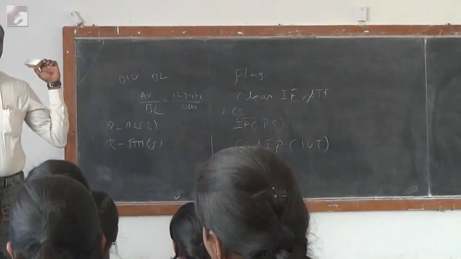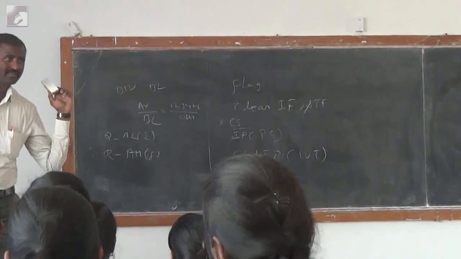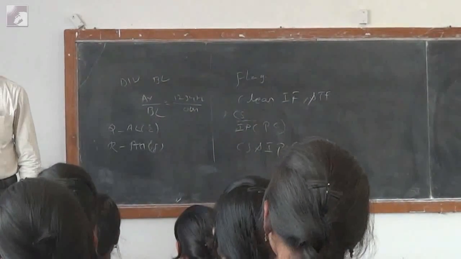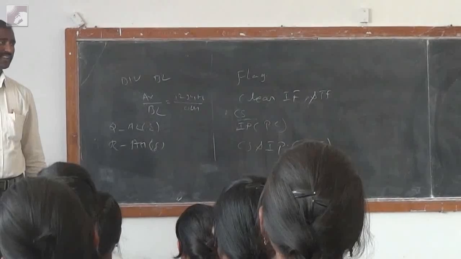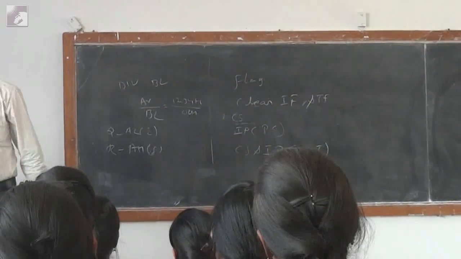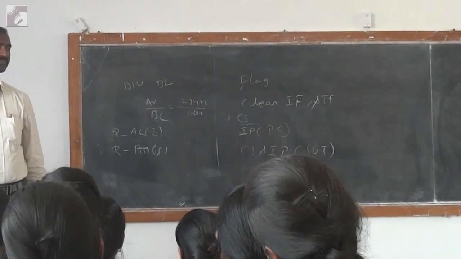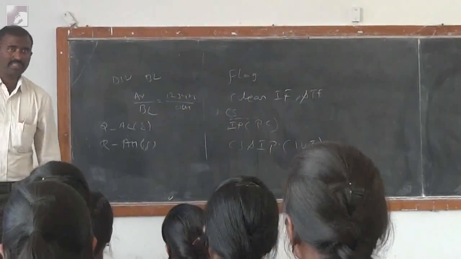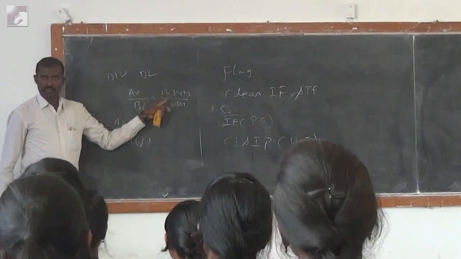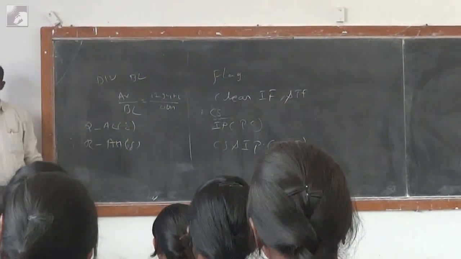It's undetermined. Is it possible? So in division, the denominator must not be 0. Other than 0, any value is fine. But if it is 0, that comes under undetermined. So in both cases, when the divisor is 0, it generates an interrupt.